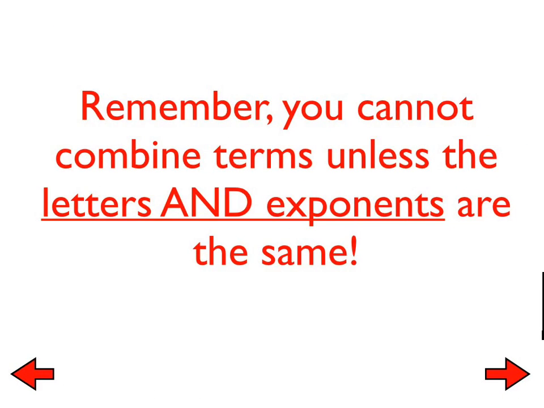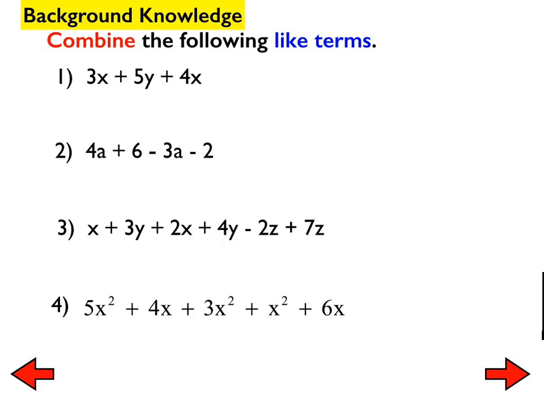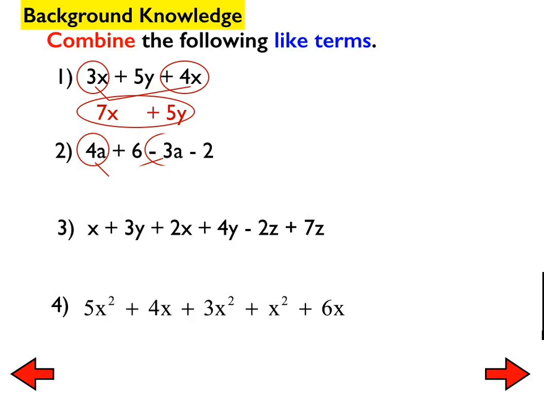All right, remember, you cannot combine like terms unless the letters and exponents are the same. These were problems that we did earlier in the year. You don't have to do these, but just pay attention, please. When we're combining like terms, I like to use shapes to highlight the like terms. So in this problem, it's 7x plus 5y. In the next one, we have a positive 4a, a negative 3a that makes positive 1a, and then a positive 6 and a negative 2.